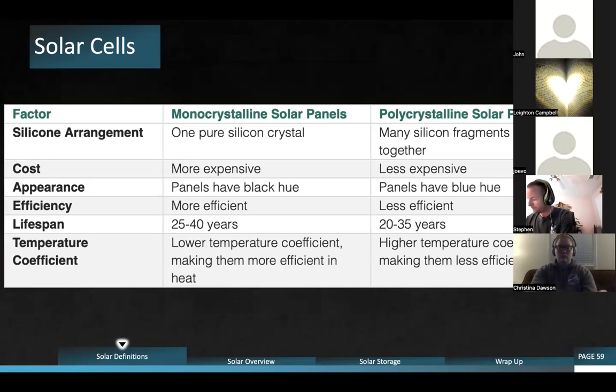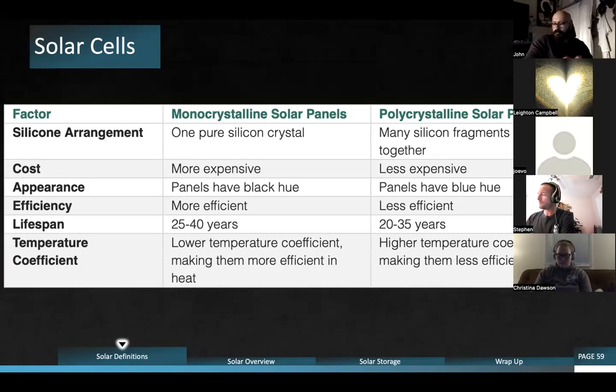And the temperature coefficients: mono has a lower temperature coefficient, making them more efficient in the heat. Poly panels have a higher temperature coefficient, making them less efficient in the heat. So does heat reduce the efficiency and lower the production? Yes. Just because it's hotter outside doesn't mean you're going to be getting more solar production. It could actually drop your solar production a little bit because the cells are too hot. Just like your phone. Anybody have their phone kind of brick itself and say, oh, too hot, got to power down? It's the same type of situation. Okay, electricity running too hot is not a good thing.